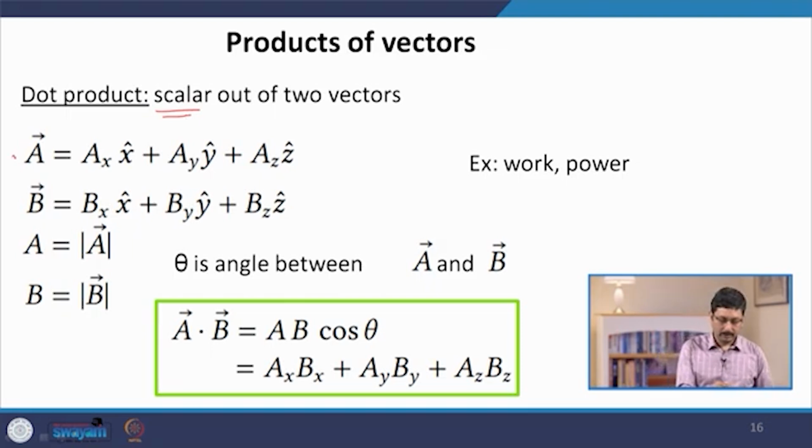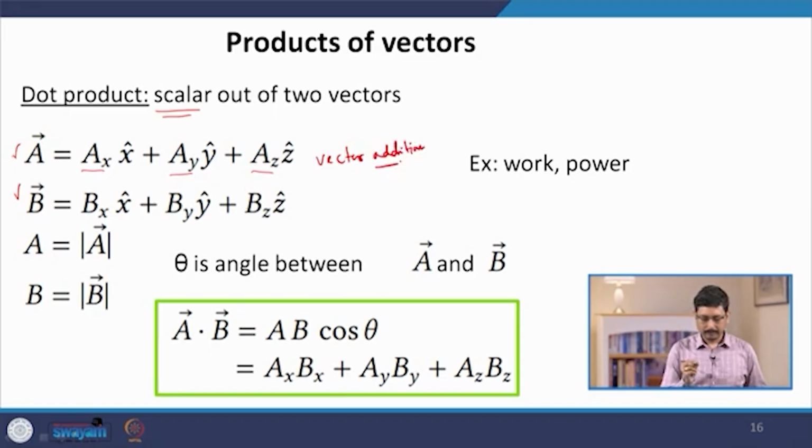Suppose you have two vectors A and B. Let us say we write A in the Cartesian components. Its components along x, y and z directions are a x, a y and a z. A will be a x times the unit vector along x, plus a y times the unit vector along y, plus a z times the unit vector along z. These are vector additions. And similarly for B. Now, the symbol A without the arrow represents the magnitude of A, and similarly for symbol B. So, with arrow represents the vector, without arrow represents the magnitude. And theta is the angle between A and B.